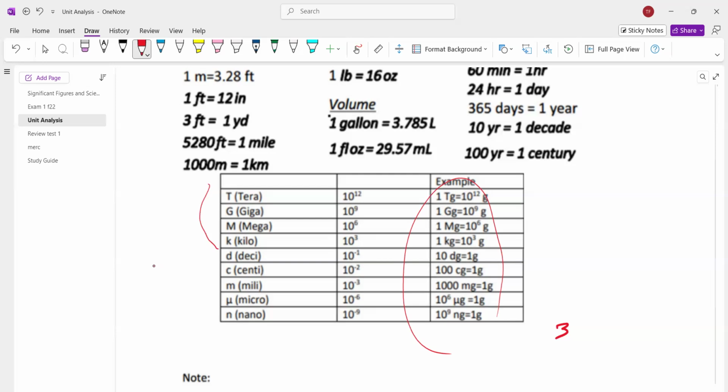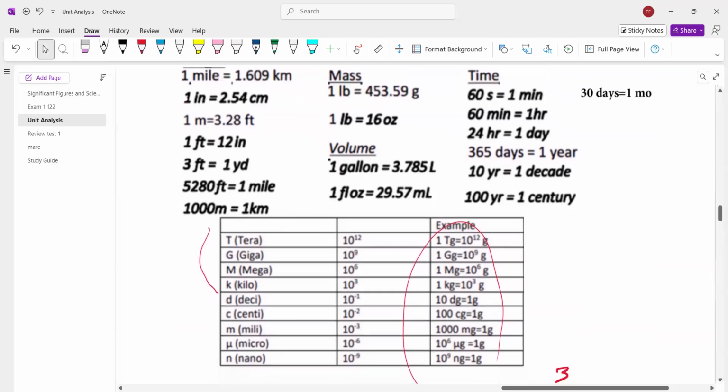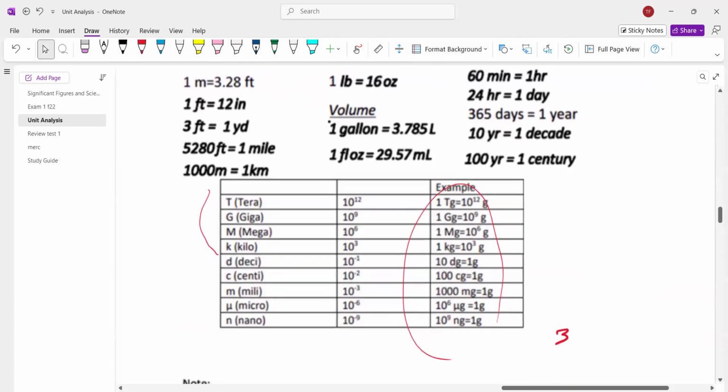So every one of those has a common unit. If it's mass, it's grams. If it's length, it's going to be meters. If it's volume, it's going to be liters, big L. If it's, what have I left out? Yeah, I meant gram, yeah, grams.